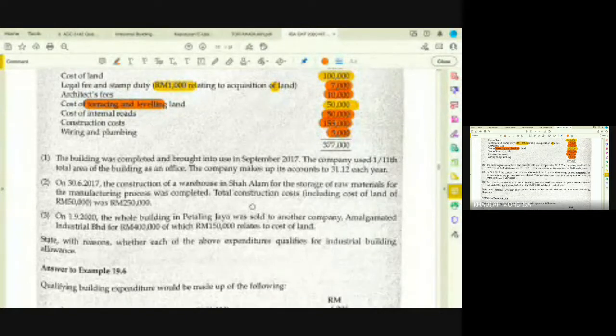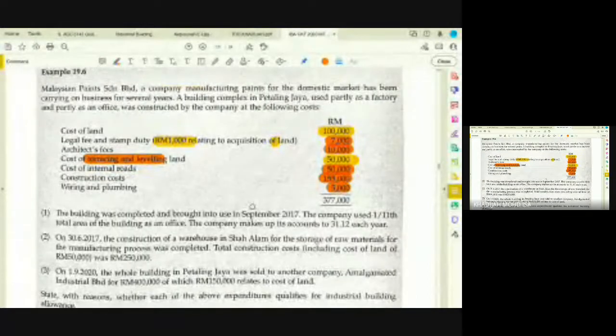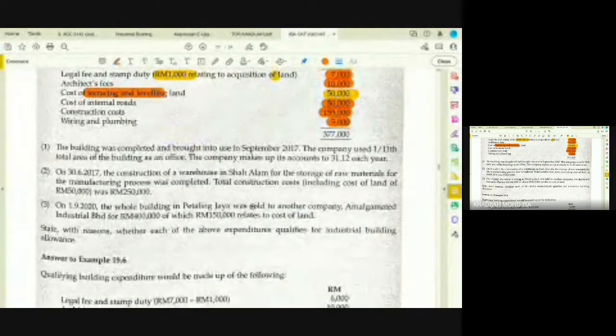The building was completed and brought into use in September 2017. When is the year end? I can't see it yet. The company used 1/11 of the total area of the building as an office. So they give it to you in the form of 1/11. Is 1/11 less than 10% or more than 10%?